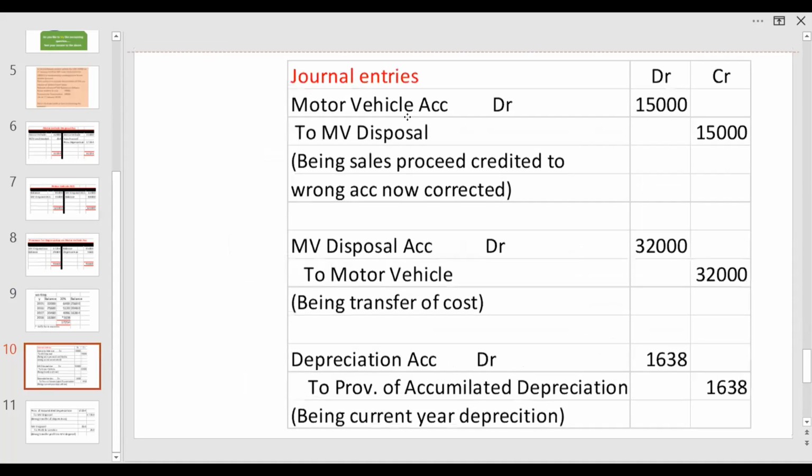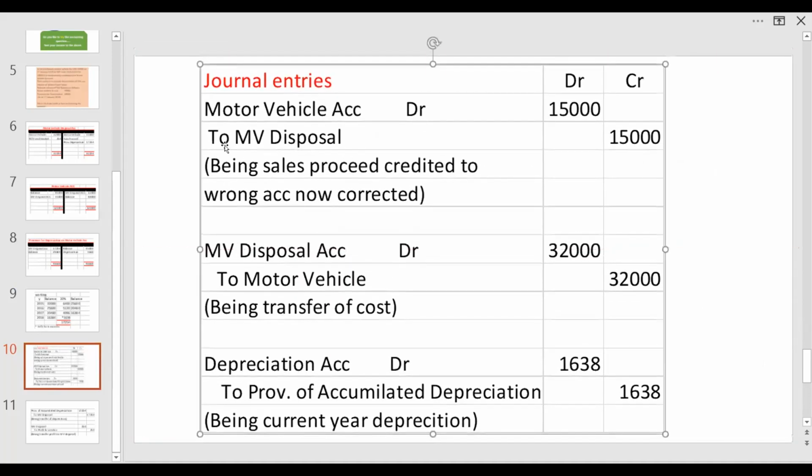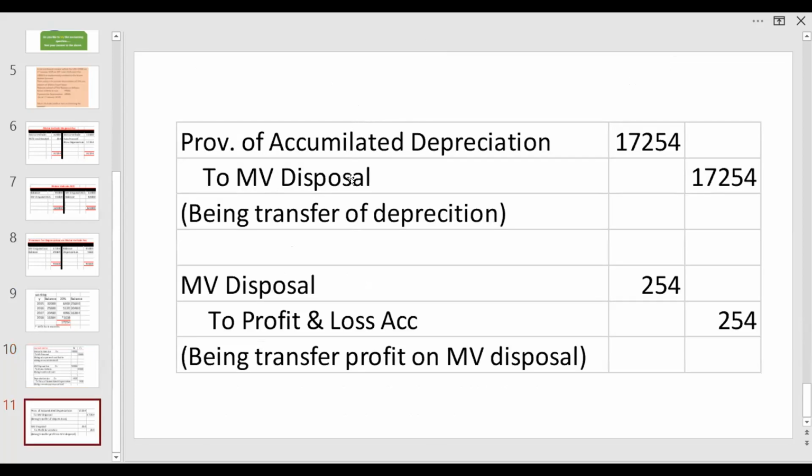Motor vehicles account, debtor 2 and 2. And this 2 is written a little inside. It is not on the same line like this. So this is the traditional way of writing. And then every journal entry will have a small narration, being sale proceed credited to wrong account, whatever it is, for the people to follow it up. The second entry was transferring the cost of the vehicle to the disposal account. Other one is providing depreciation for that year.